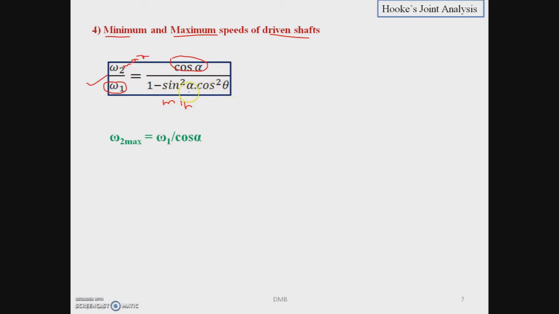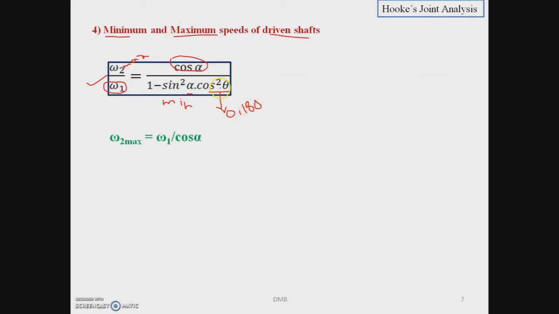minus this term. The 1 minus this term is, in this term alpha is constant, so sin square alpha will remain same. So 1 minus sin square alpha cos square theta to be minimum, cos of theta should be maximum, and this will happen for theta equals 0 degrees or 180 degrees. So we can say that the angular speed of output shaft, that is omega 2, is maximum when the input shaft has turned through an angle of 0 degrees and 180 degrees.